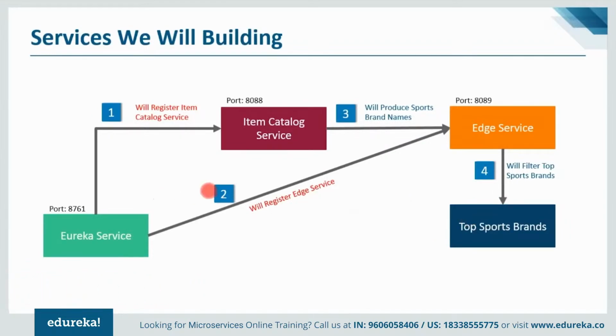So I've given the numbers as well in the diagram. The first thing is it will register the other two applications in Eureka service. So first we'll register the item catalog, then we will register the edge service. Then we'll produce the sports brand names in the item catalog service, and the edge service will filter only the top sports brands. So this is what is going to happen in today's use case.